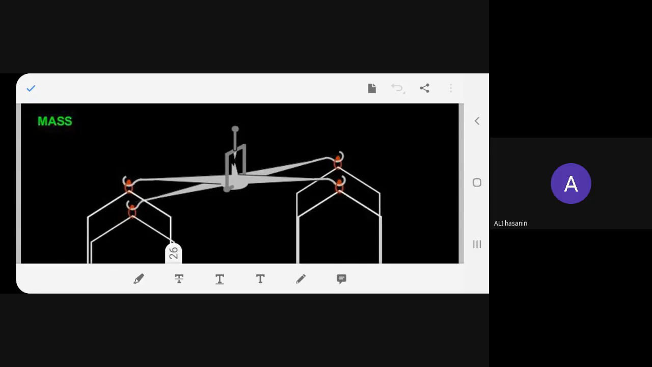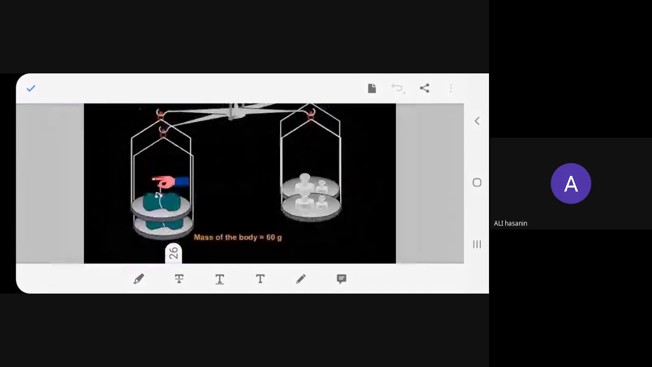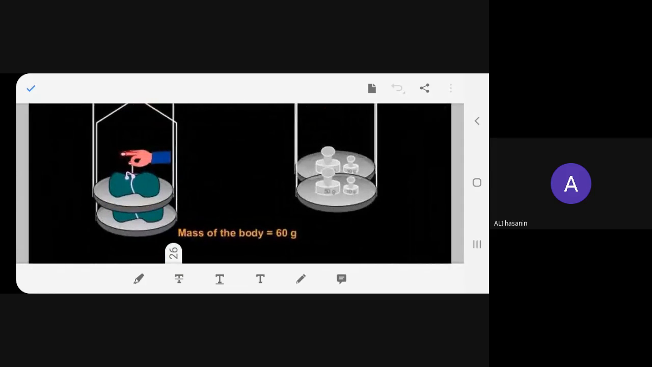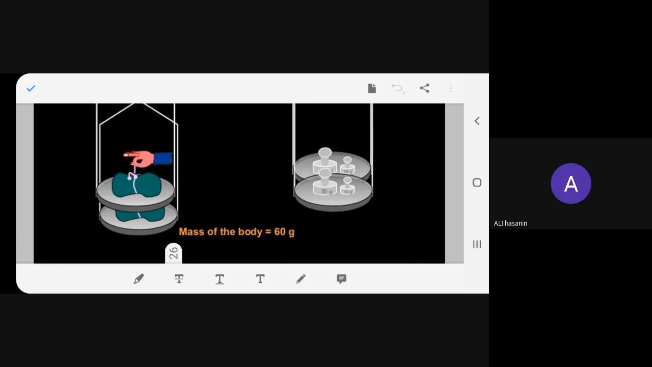Let's see how we do that. Here on the left hand side, you can see you have put an object. This is the object A, and you have put the weight over here. We'll say the mass of the body is equal to 60 gram, 50 plus 10 is 60 gram. And let's see, what is mass?